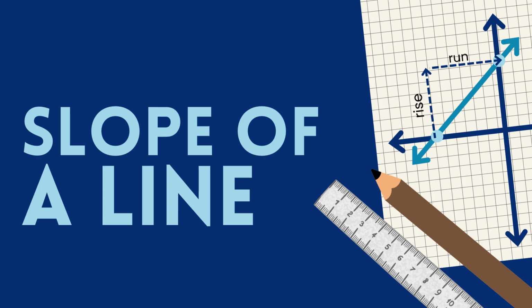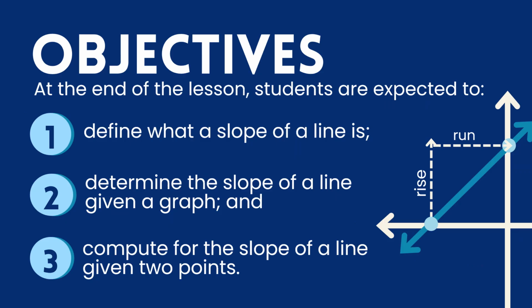Everyone. Today we are going to learn about something really important in math called slope. Slope helps us understand how steep a line is and how it moves. By the end of today's lesson, you should be able to do three things. First, define what a slope is. Second, determine the slope from a graph. And third, calculate slope using 2 points.